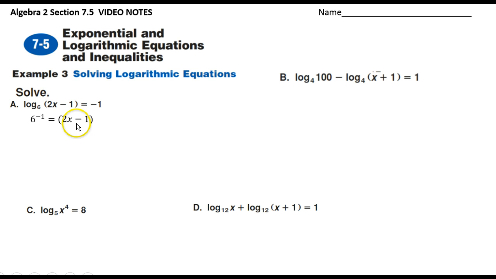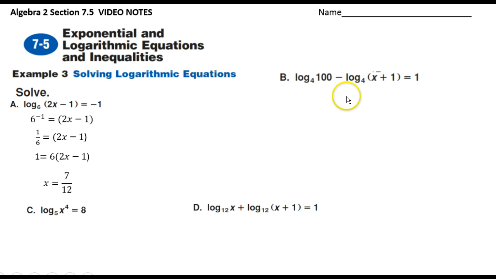Once we do that, it looks just like a pre-algebra problem. We can change this 6 to the negative 1 as 1 over 6. Nothing happened on the right. Then we're going to multiply both sides by 6. That makes this a 1, and the right side becomes 6 times the parenthesis 2x minus 1. Then we're going to distribute the 6 and solve for x, and I know I skipped a step in there, and the answer is x equals 7/12. So work that out yourself. You get 12x minus 6 equals 1. Subtracting and dividing, you get x equals 7/12.